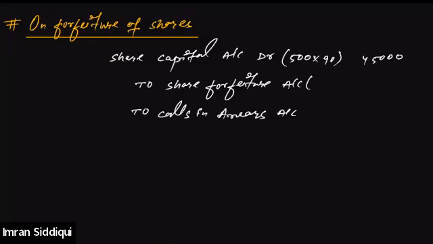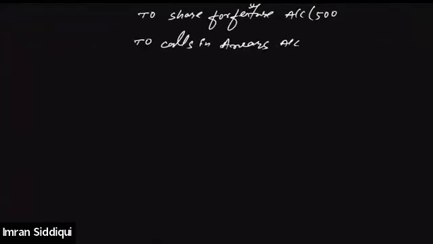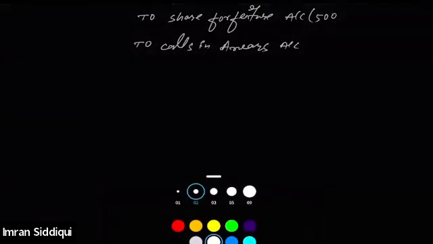Now, what amount will we be able to forfeit? We'll be able to forfeit whatever amount has already been collected. So out of 90, which is called up by the company, the first call is in arrears only, right? That means 60 rupees must have been collected by the company. Is that correct, everybody? Yes, sir.